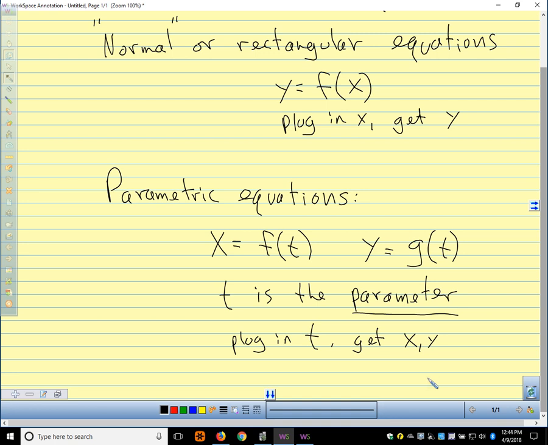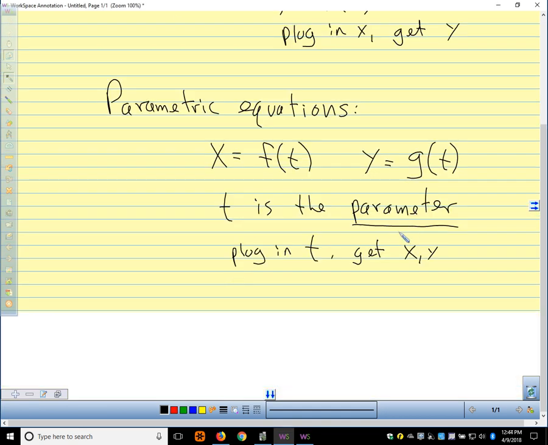So if you're in physics or you've taken physics, if you talk about projectile motion, those are parametric equations. You plug in a time and you get an x coordinate, and you get a y coordinate that describes the path of an object flying through the air. So we call these parametric equations. T is the parameter. Time is a common parameter. It's not the only parameter that we use.